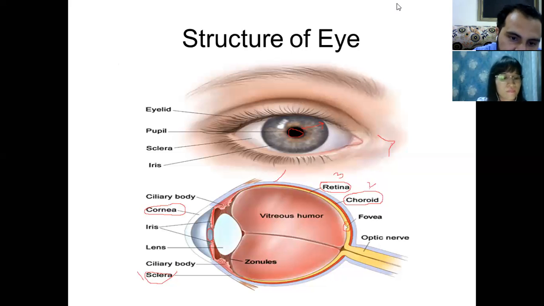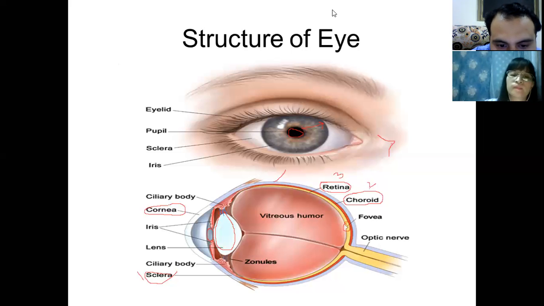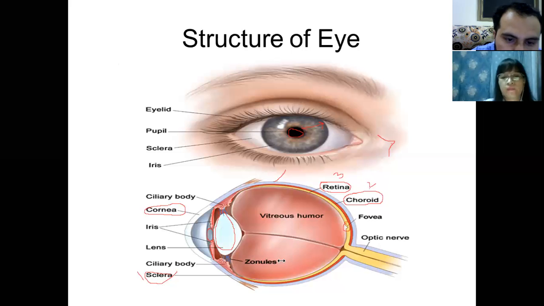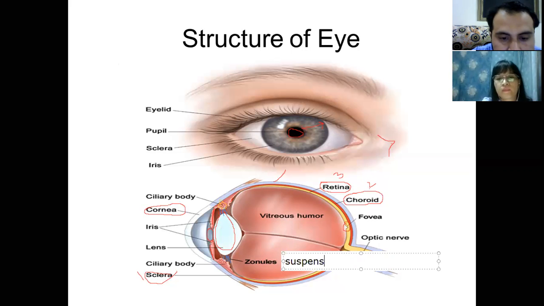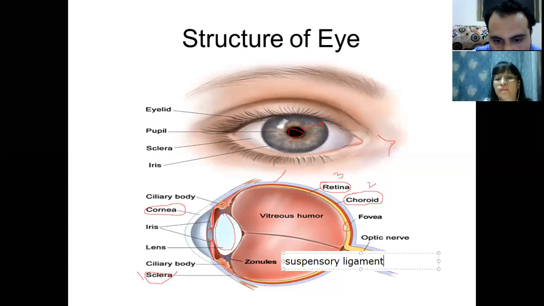Okay, now this part of the eye is the lens. You can see this white color, so this is the lens. And the lens is connected with the ciliary body by the suspensory ligament, the one I made blue for you. So this is the suspensory ligament, while this yellow color is the ciliary body. So the lens is connected with the ciliary body by the suspensory ligament. Here they mentioned zonule fibres. Both are correct, but for our syllabus, suspensory ligament is good.